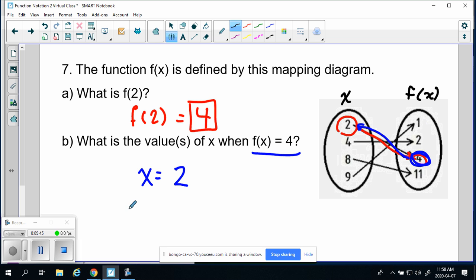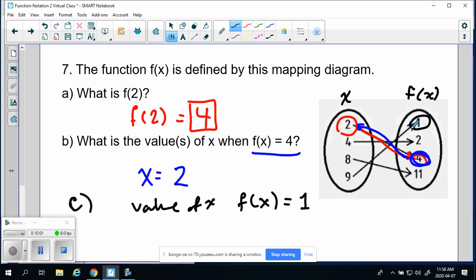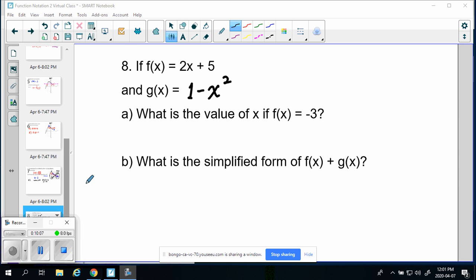So for example, if I had asked what's the value of x, so this is part C, if f of x is equal to 1, then you would have to look up 1 on the y list, and you'd have to go backwards, and you would say, oh, x was equal to 9 in that case.